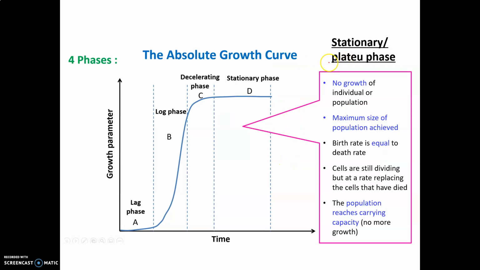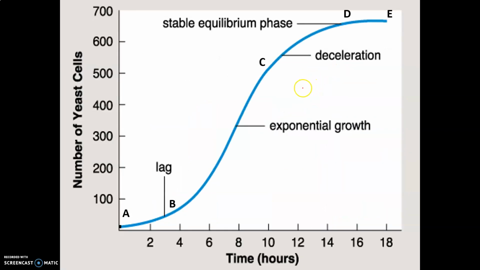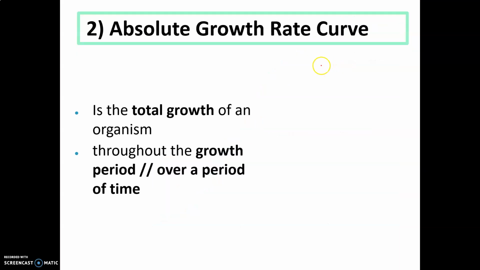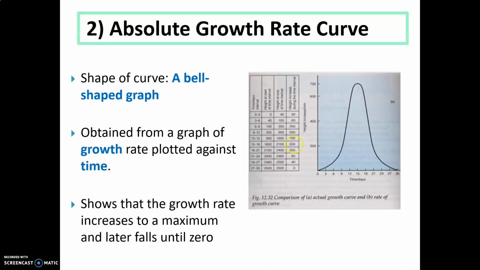This is the absolute growth curve. These are the phases of the absolute growth curve. Ada 4 dan make sure you are able to explain what is happening dekat lag, dekat exponential, dekat decelerating and dekat stationary phase. You should be able to explain that. How about kalau the growth rate curve? Kalau growth rate curve dia akan melibatkan the total growth over a period of time dan dia akan membagi bentuk bell shape. As I said, dia akan bagi bell shape graph berbanding dengan the absolute growth curve.